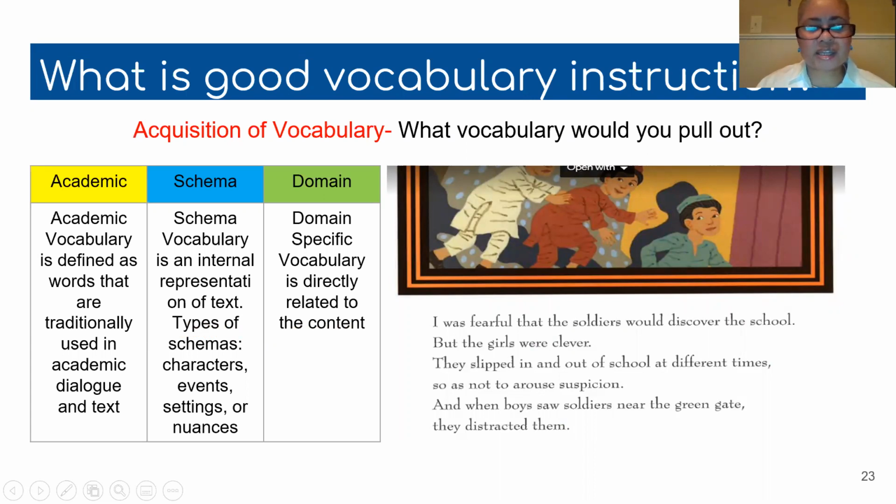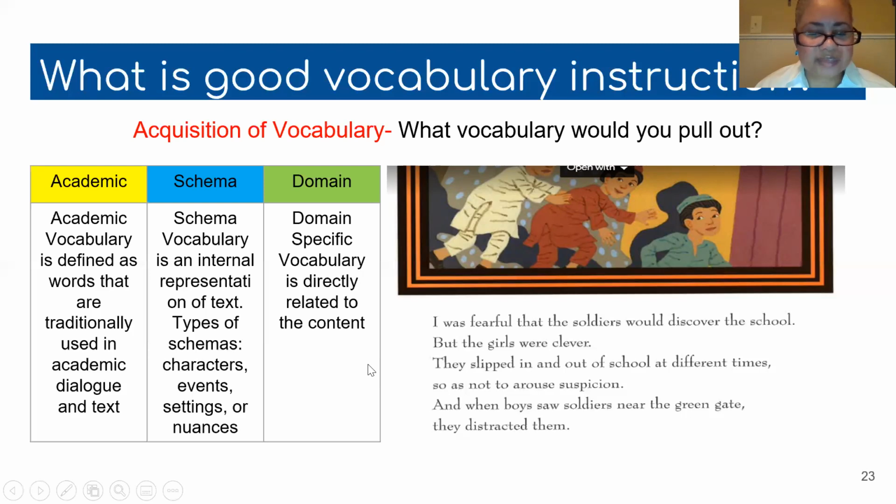Now let's take a look at this text. This comes from our EL curriculum, third grade. In reading this text, what words would you pull out that is separate from what the EL has noted? "I was fearful that the soldiers would discover the school, but the girls were clever. They slipped in and out of the school at different times, so as not to arouse suspicion. And when the boys saw the soldiers near the gate, they distracted them."